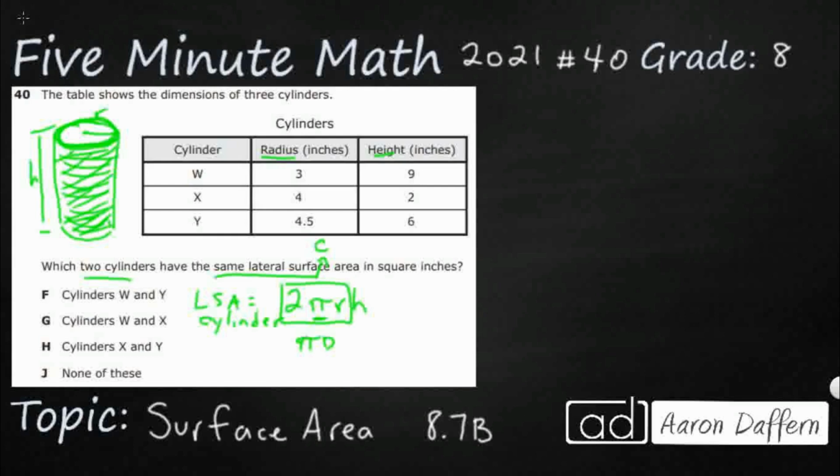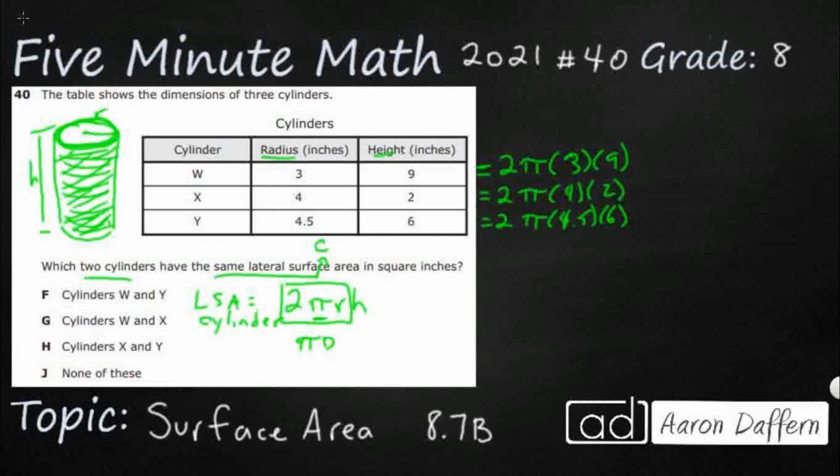And so let's just plug this in here. This is 2 pi r h. So I'm going to say 2 pi, and then r h is going to be 3 times 9. And let's do that down here: 2 pi, 4 times 2. And then I've got 2 pi, 4.5 times 6. It might seem like a whole lot of work, but you know what?